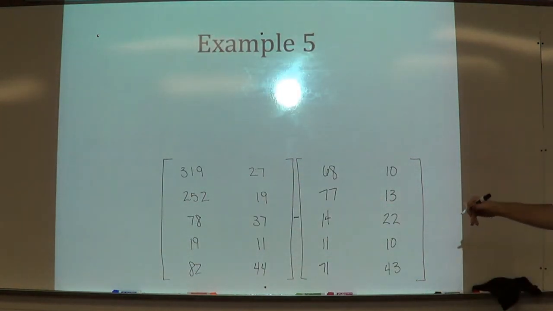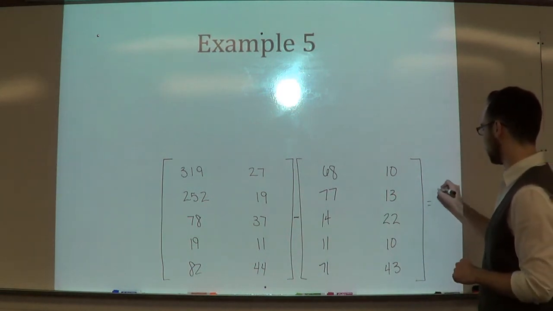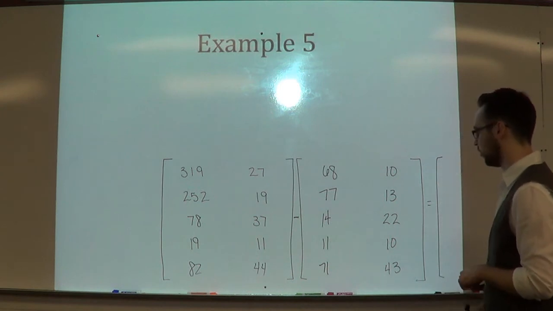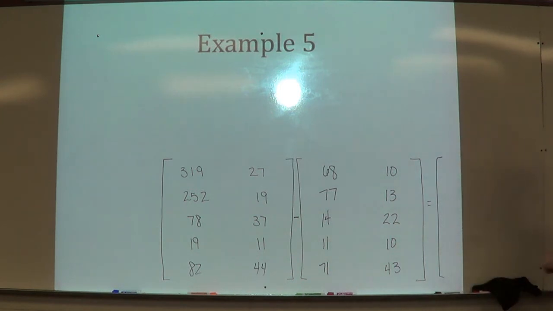So now here's the problem we're doing. We have the first matrix minus the second matrix. And when I do that subtraction, we're going to have 319 minus 68. 27 minus 10, 252 minus 77, so on and so forth. So go ahead and complete that problem now.